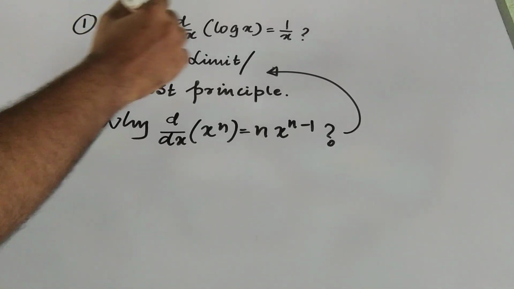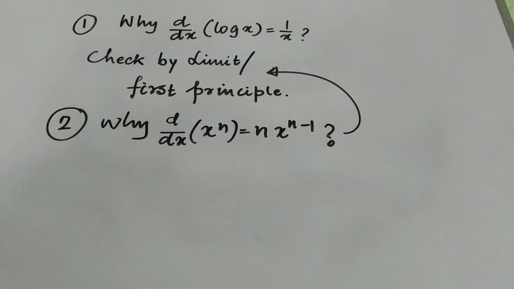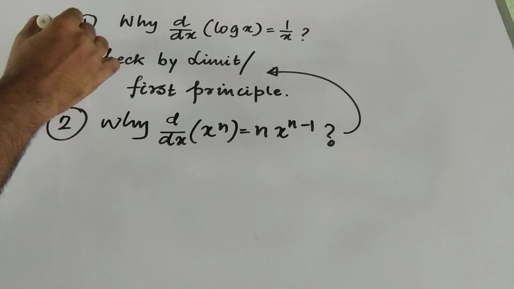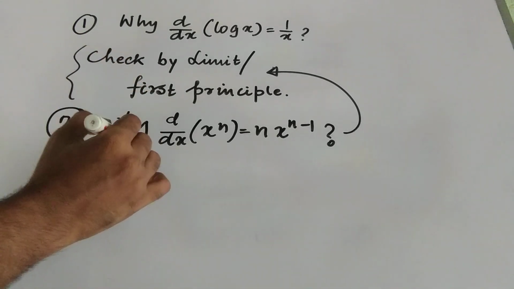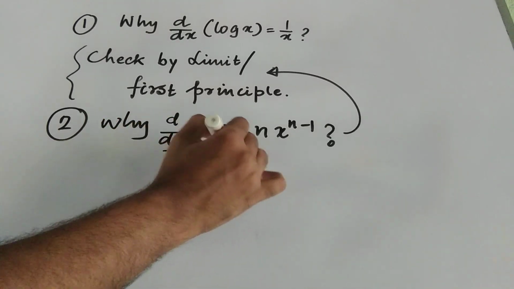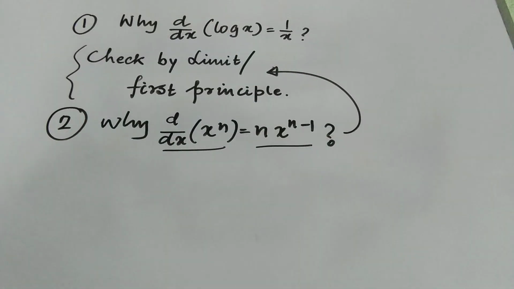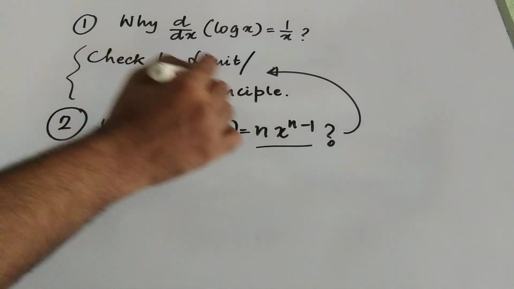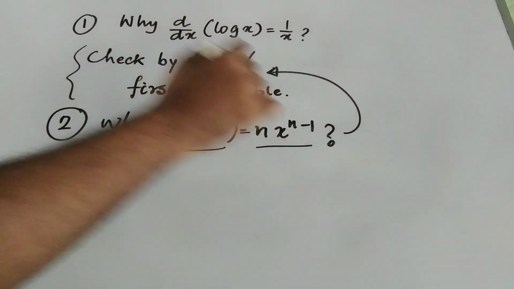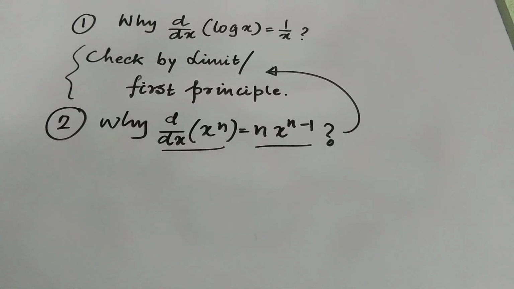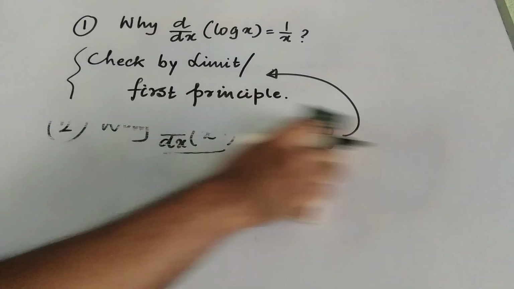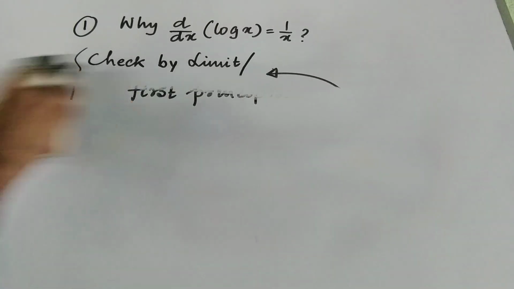Here today I will be showing you why d/dx of log x equals 1 by x. I shall prove that using the first definition, or with the help of limits. And secondly, also why d/dx of x to the power n is n x to the power n minus 1. That I shall also show you through the first principle, that is, using limits. So let us start today with the first one, that is, why d/dx of log x equals 1 by x.